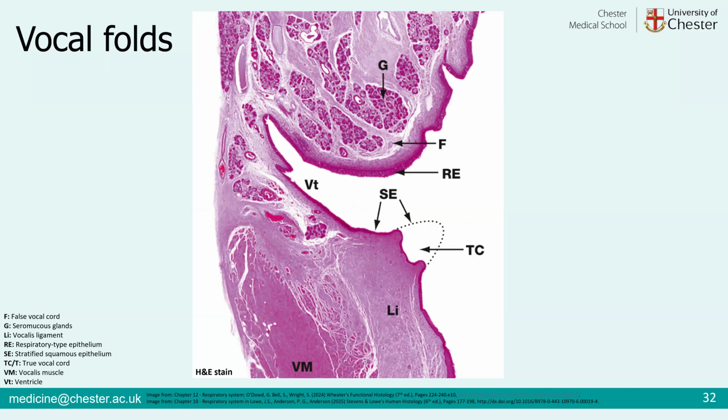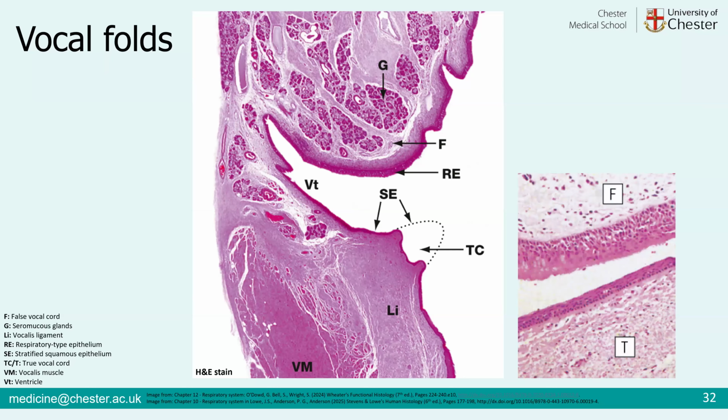And that's where we see that stratified squamous epithelium. You'll see a lack of glands here, but what we see here is our vocalis muscle and ligament, involved in stretching and pulling the vocal folds to fine tune the sound that's being produced. You can't really see the epithelium very clearly on there, but if you zoom in at the top, there's the epithelium of the false vocal fold, and there's the epithelium of the true vocal fold.